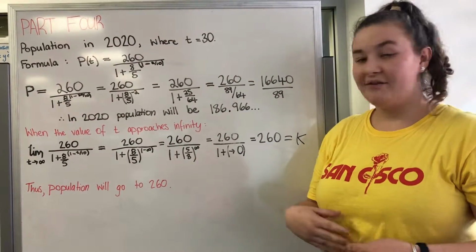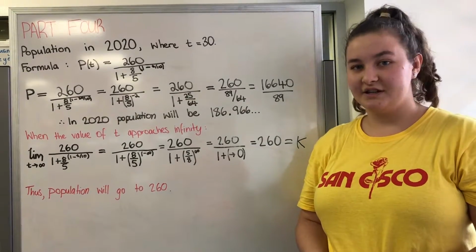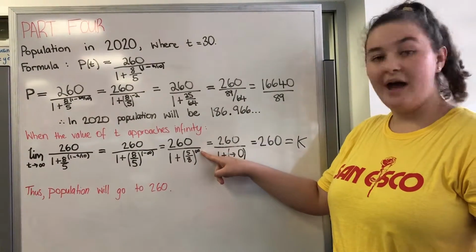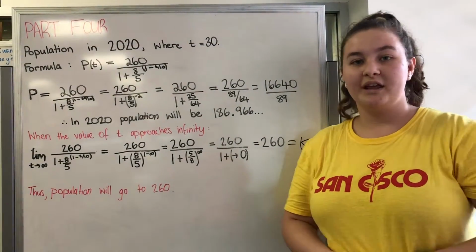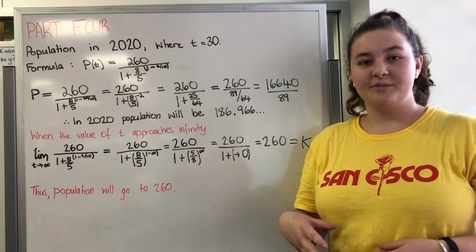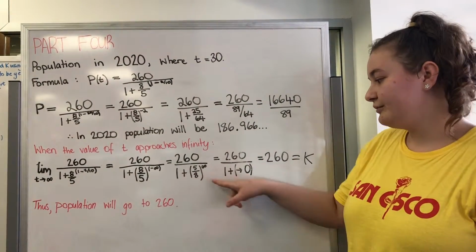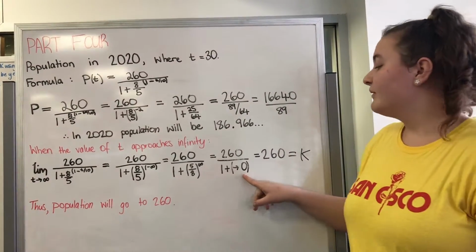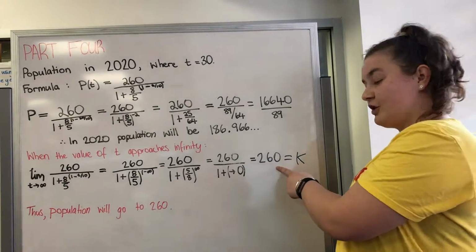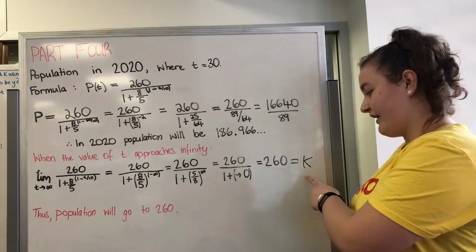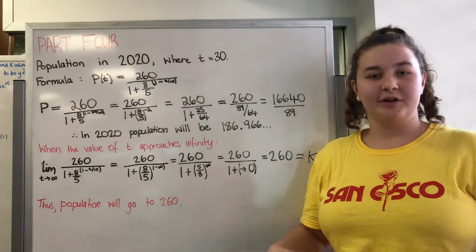8 divided by 5 to the power of negative infinity, as we did here, we can reciprocate so that the power is positive, meaning 5 over 8 will be to the power of positive infinity. Since 5 over 8 is less than 1, we have a fraction that when put to the power of infinity will go towards 0. Since it progresses towards 0, we have 1 plus a number that approaches 0 in the denominator. 260 divided by 1 gives us 260, which was our K value. Therefore, the population will go to 260 as t approaches infinity.